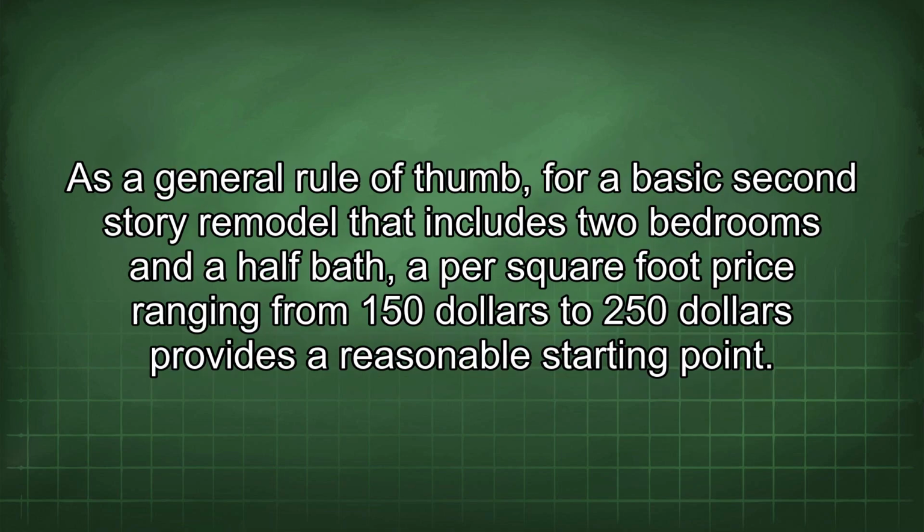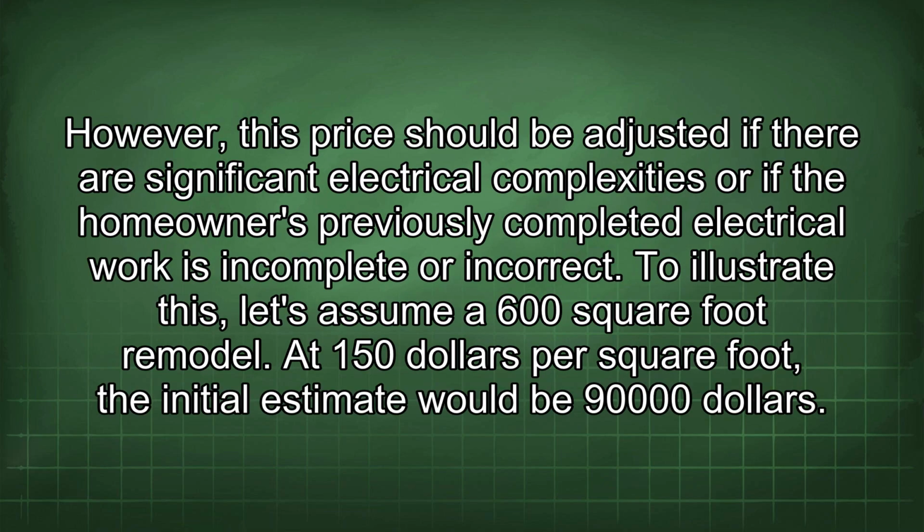As a general rule of thumb, for a basic second-story remodel that includes 2 bedrooms and a half bath, a per square foot price ranging from $150 to $250 provides a reasonable starting point. However, this price should be adjusted if there are significant electrical complexities or if the homeowner's previously completed electrical work is incomplete or incorrect. To illustrate this, let's assume a 600 square foot remodel.